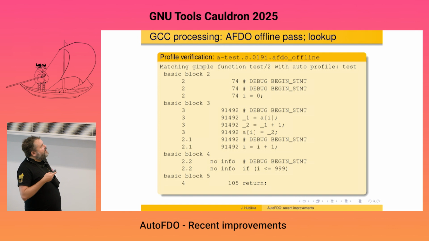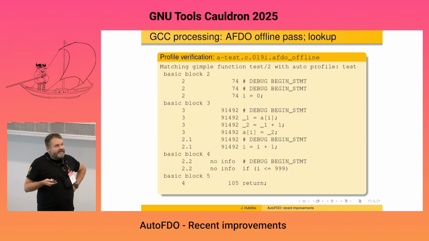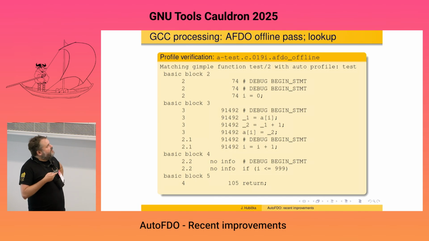So this is actually the dump of the offline pass. Here you see the Gimple representation of the loop, and here you see the line information. Those are the different lines. And here you see the execution counts which are stored in the profile. You can see that this basic block is executed 74 times, this basic block is executed 91,000 times, and this basic block doesn't have any information.